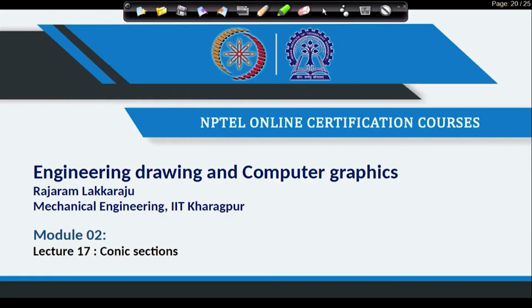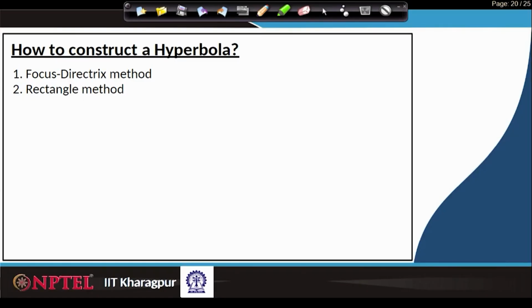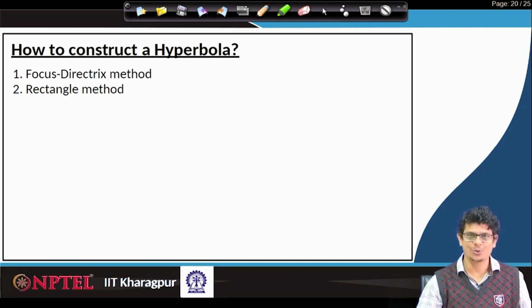Drawing and computer graphics. We are in module number 2, lecture number 17. We are learning about conic sections. In these conic sections, we have already covered how to construct an ellipse and also a parabola. In today's class, we will learn how to construct a hyperbola. There are two popular methods for constructing a hyperbola. One is the focus directrix method, the other is the rectangle method, and we are going to learn the focus directrix method.